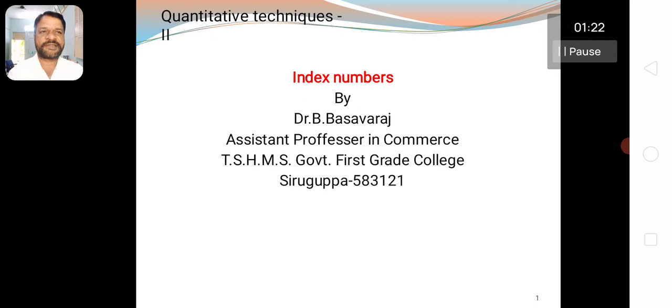In the second part of quantitative techniques in fourth sem, we have to discuss the index numbers, correlation, regression, time series analysis, and probability as per your syllabus. Today we have to discuss the index numbers.